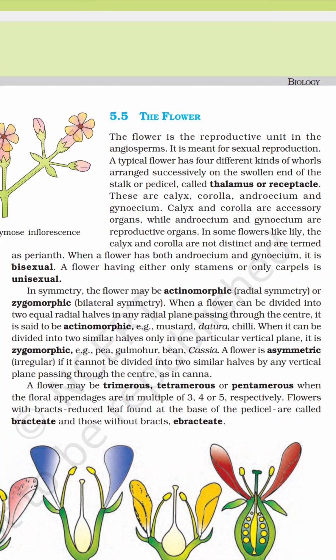A flower can be trimerous, tetramerous and pentamerous, with the floral appendages in multiples of 3, 4 and 5. Flowers with a reduced leaf at the base of the pedicel are called bracteate. Where they do not have the bracts, they are called ebracteate.